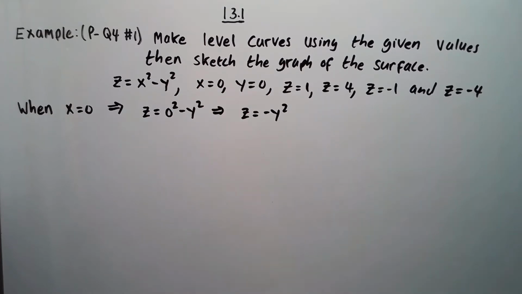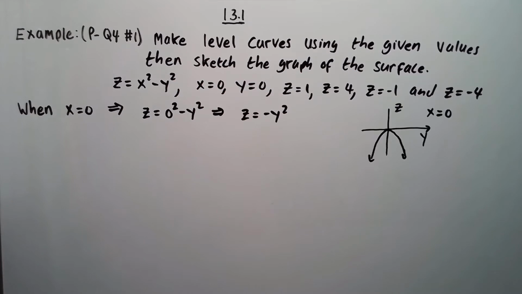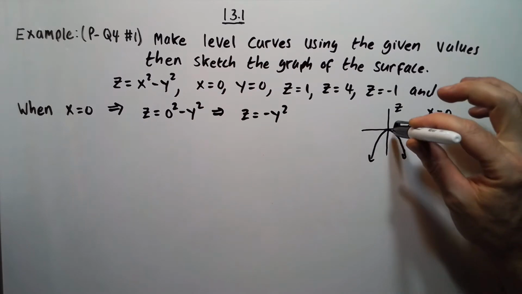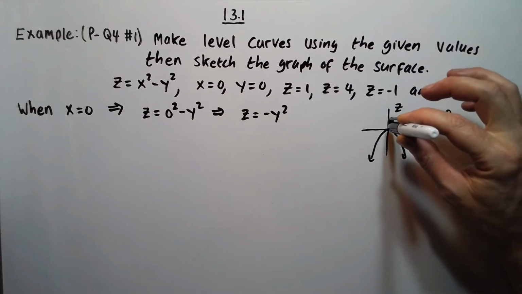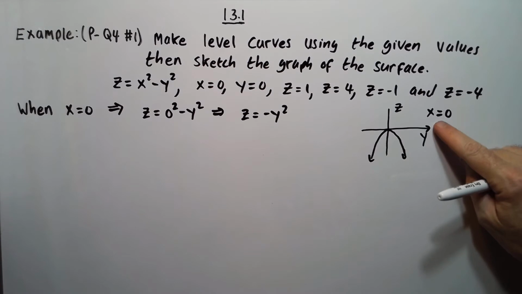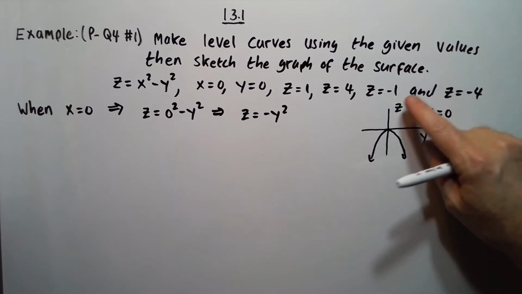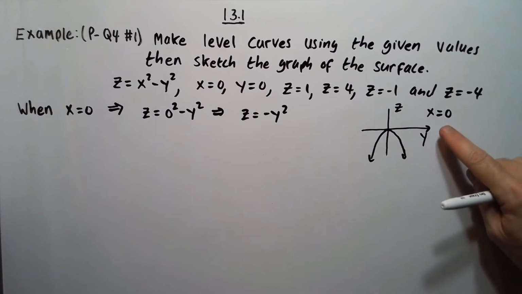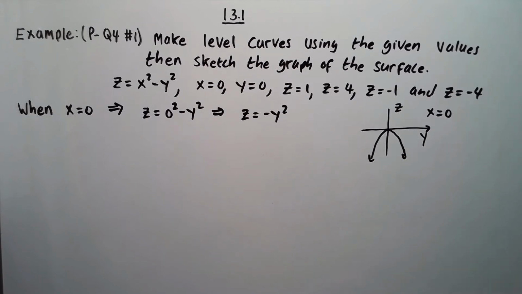Let me graph it here. So graphing it, saying this is the z-axis here, this is the y-axis. The x-axis will be sticking out of the board here, but we're looking at when x is 0. So this will be a level curve. It's going to be this parabola opening downward. So that's a level curve at x equals 0.